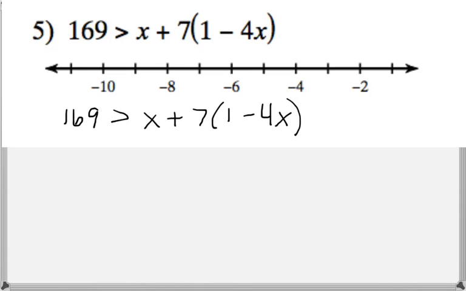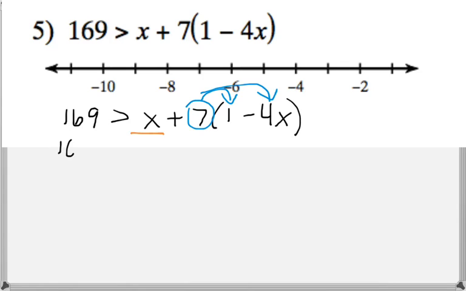Here we have 169 is greater than x plus 7 times, in parentheses, 1 minus 4x. This one is slightly different because we have this x attached out here, so we can't just divide both sides by 7 yet. So instead of dividing, we're going to have to distribute to get rid of the parentheses.